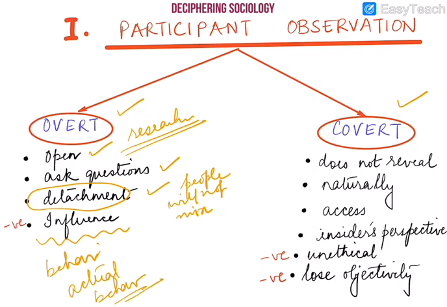What happens in a covert participant observation? Here the researcher does not reveal that he or she is conducting the research, so he goes and starts studying, observing, and he finds people in their natural setting, natural ecology, and he can access each and everything which might not be accessible if he told them that he was doing the research.